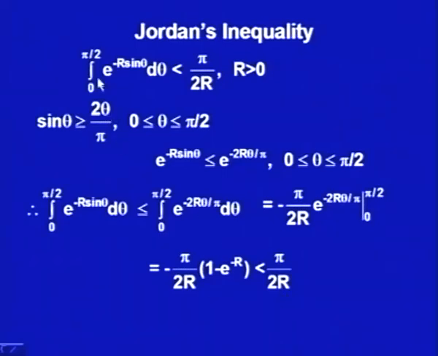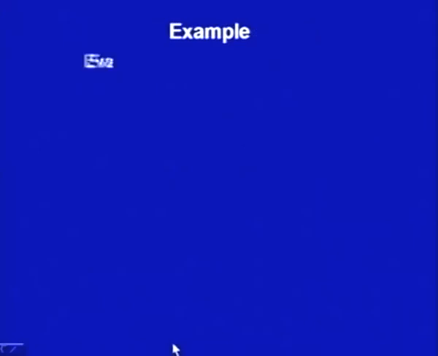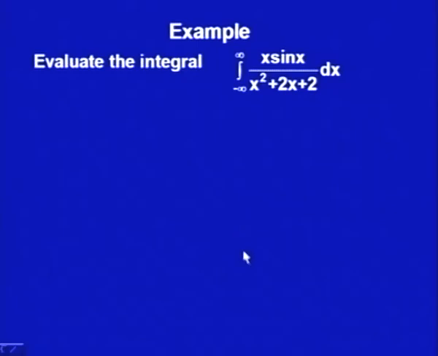So, we have shown this Jordan's inequality, that the integral 0 to pi by 2 of e to the power minus r sin theta d theta is less than pi by r. Let us see how we are going to use this in the evaluation of an integral where my f x is failing our degree condition. For that, let us see one example. Evaluate the integral from minus infinity to plus infinity of x sin x upon x square plus 2 x plus 2 dx. Let us see this integral.